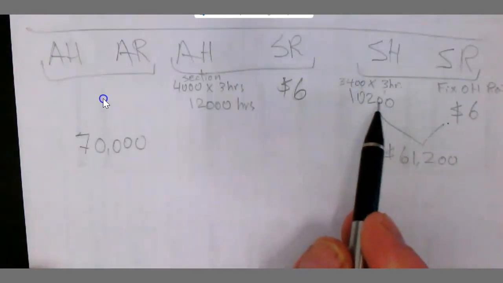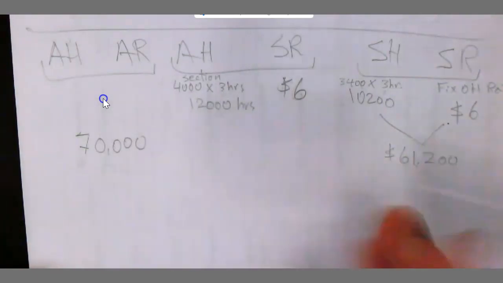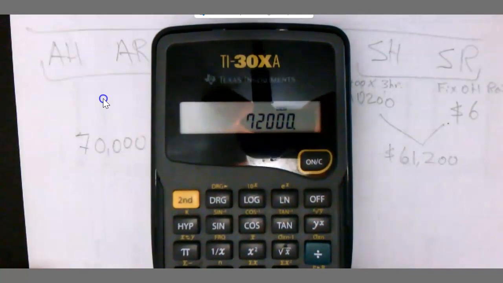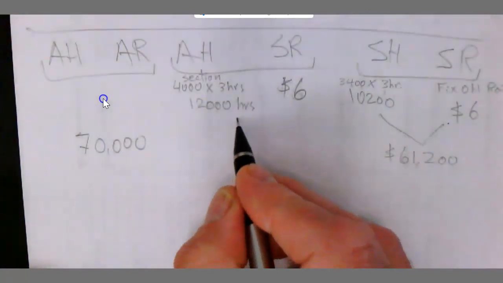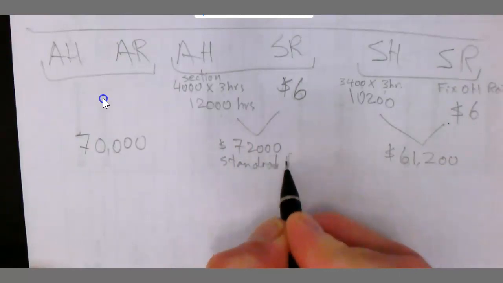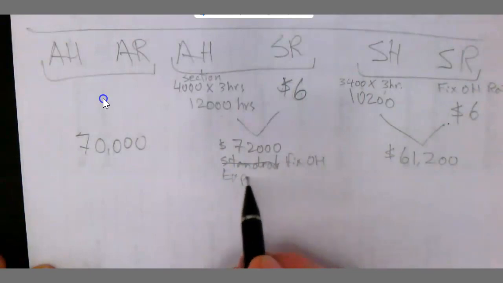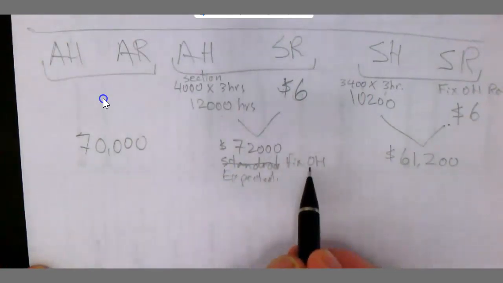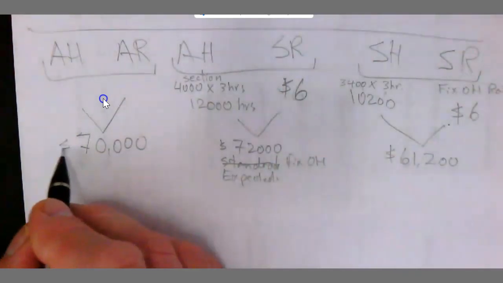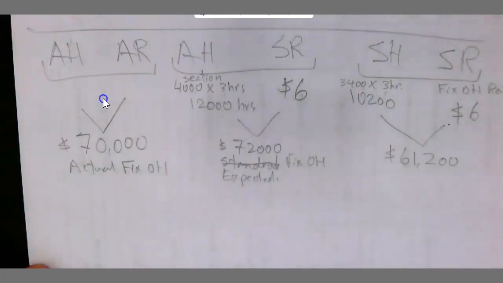So it's different than what happens in that period of time. They were thinking about 4,000. So 4,000 times 3 is 12,000, and 12,000 times $6, they're supposed to spend $72,000 of fixed overhead expected. Not standard, but expected. It's better to say expected. So expected fixed overhead was supposed to be $72,000, but actually they spent $70,000 actual fixed overhead.